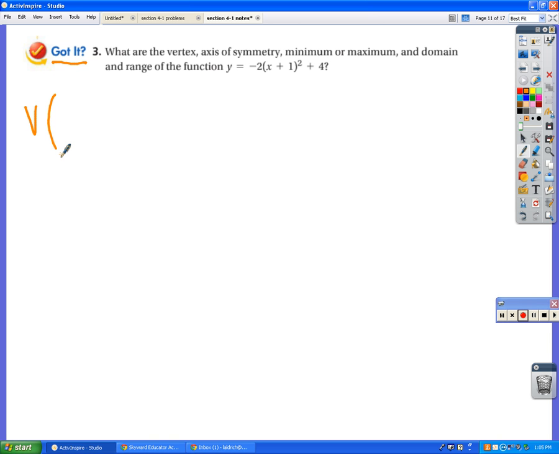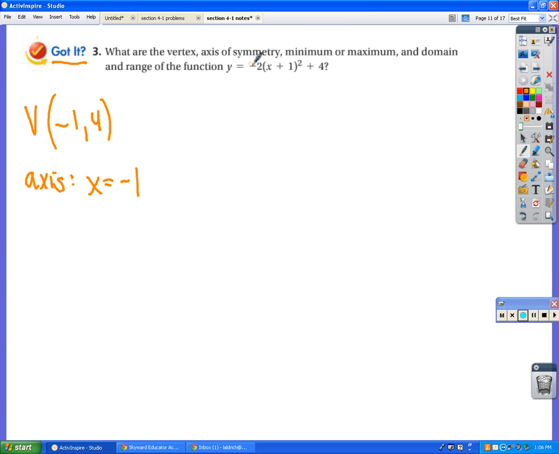All right, prove it. Vertex of this one is where? -1, 4. Because the +1 inside the parentheses will move it to the left 1, and the +4 outside the parentheses will move it up 4. Okay? So now that you know where the vertex is, you should be able to very easily, quickly tell me what the axis of symmetry is. Nice. X equals what? -1. Okay? The x-coordinate of the vertex is the same as the axis of symmetry.